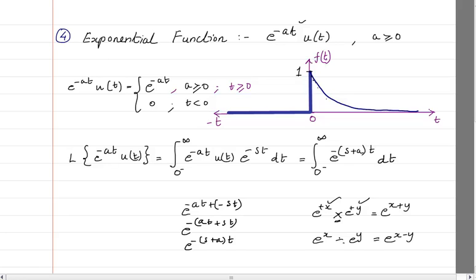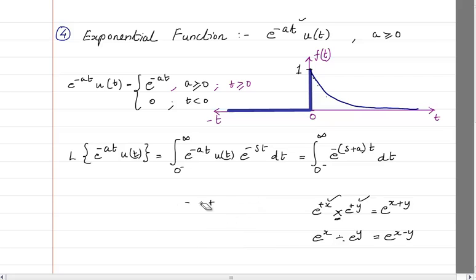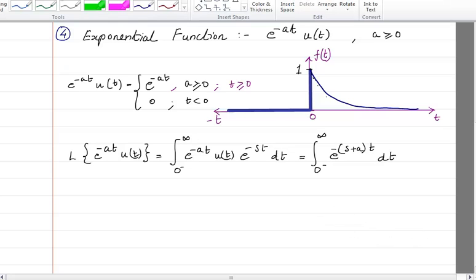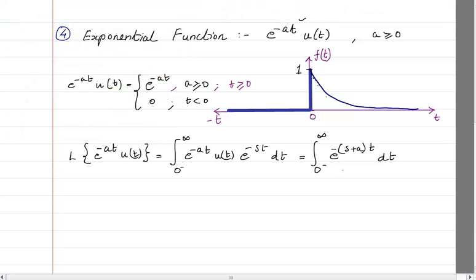So now I am having this one, and we know that any exponential function, if we are going to integrate it with respect to time here, we will have Laplace of e raised to power minus at u of t. So now what is the integration value?